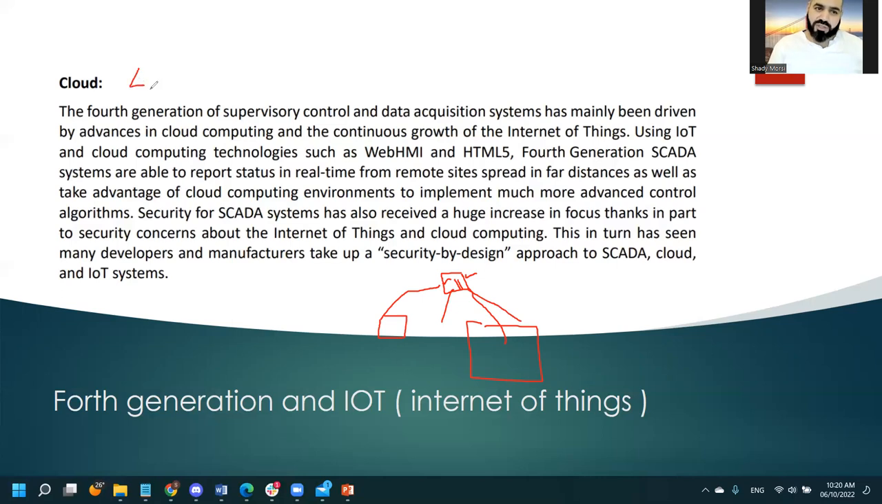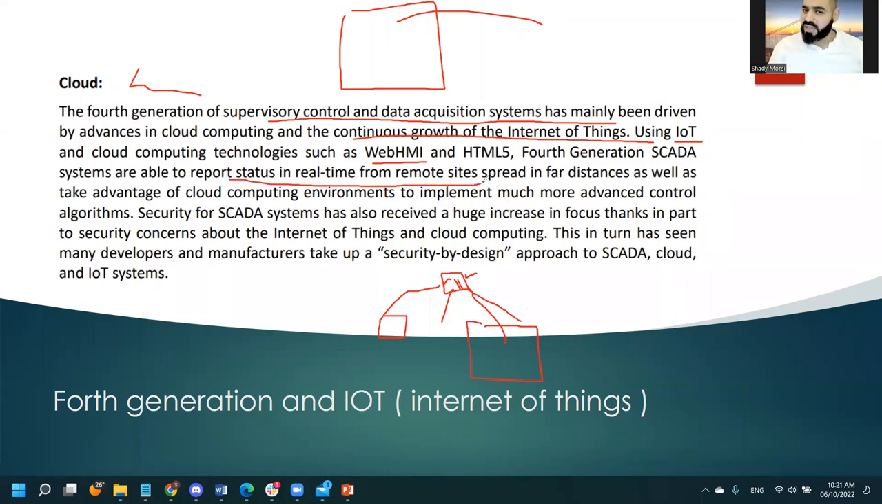So in the fourth generation, the supervisory control and data acquisition system has mainly been driven by advances in cloud computing and the continuous growth of the Internet of Things, using IoT and cloud computing technologies such as Web HMI and HTML5. Web HMI means a dashboard that you are seeing to control your equipment. So this is a Web HMI, okay? Fourth generation SCADA systems are able to report status in real time from a remote site spread over a far distance, as well as taking advantage of the cloud computing environment to implement much more advanced control algorithms.